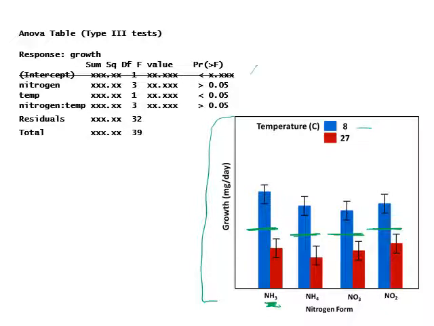And when you look at the ANOVA table, you will find that the effect of nitrogen, which has 3 degrees of freedom, will have an F value that yields a P value that's greater than 0.05, and there's not a significant effect of nitrogen.